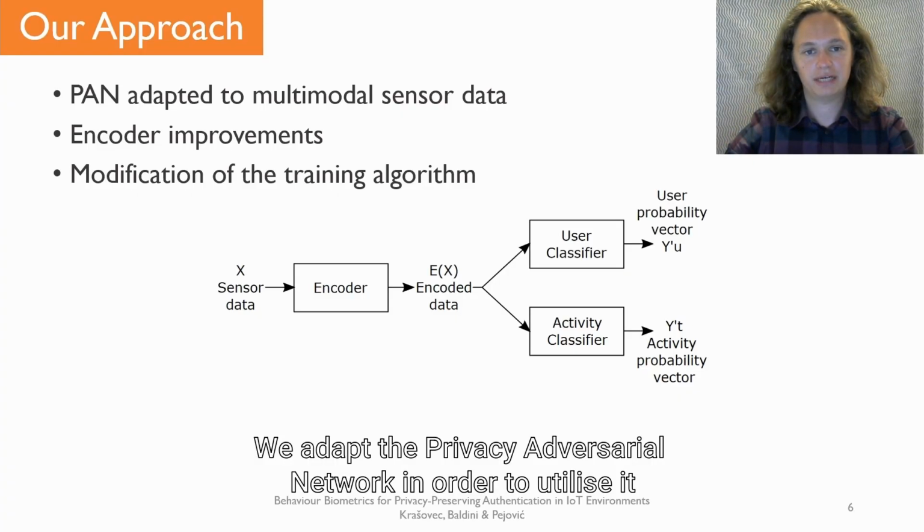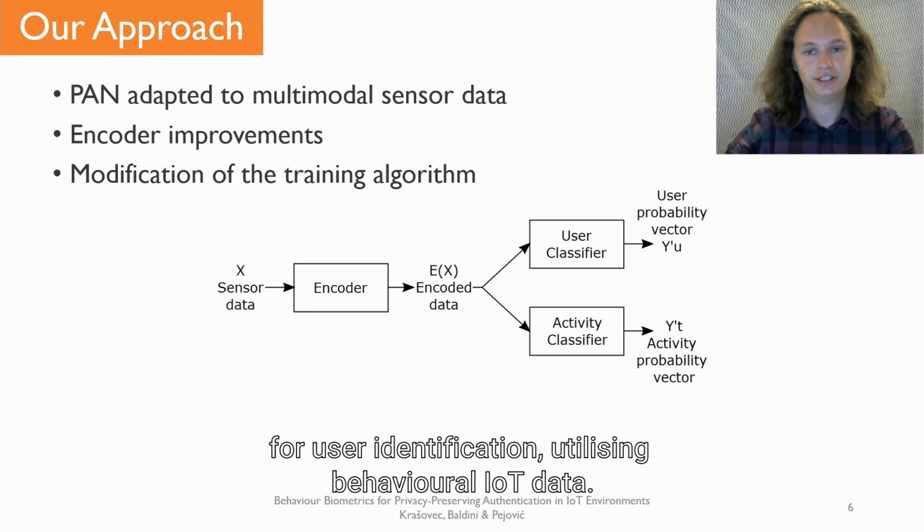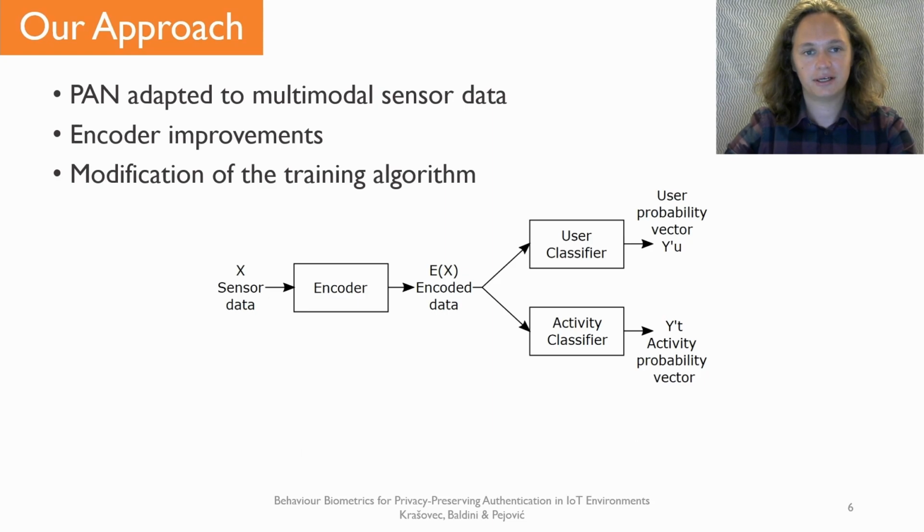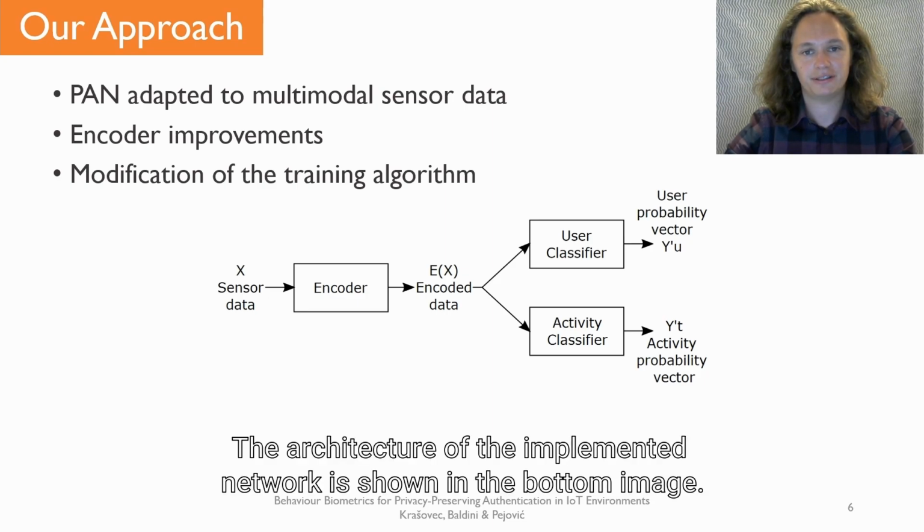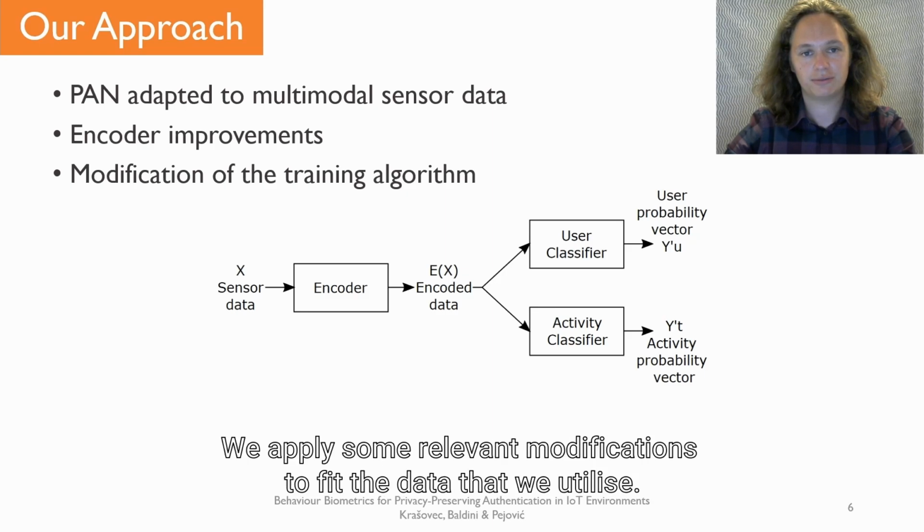the utility part. We adapt the Privacy Adversarial Network in order to utilize it for user identification, utilizing behavioral IoT data. The architecture of the implemented network is shown in the bottom image. We apply some relevant modifications to fit the data we utilize.